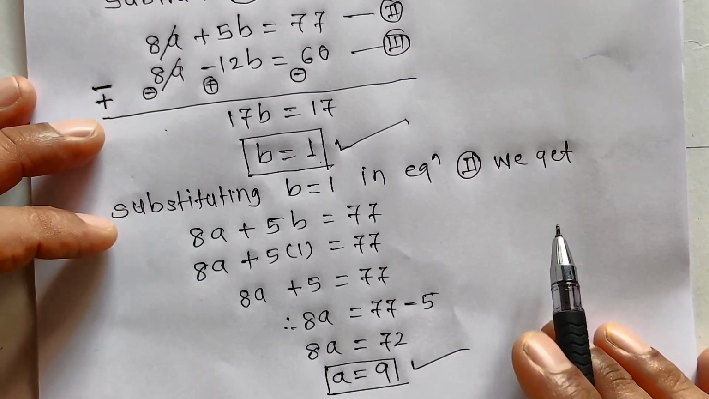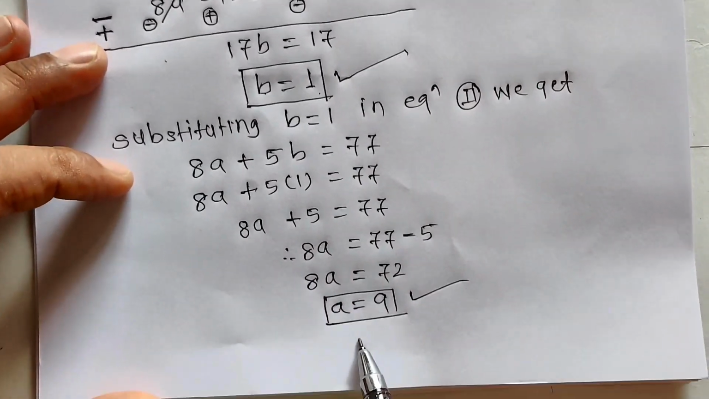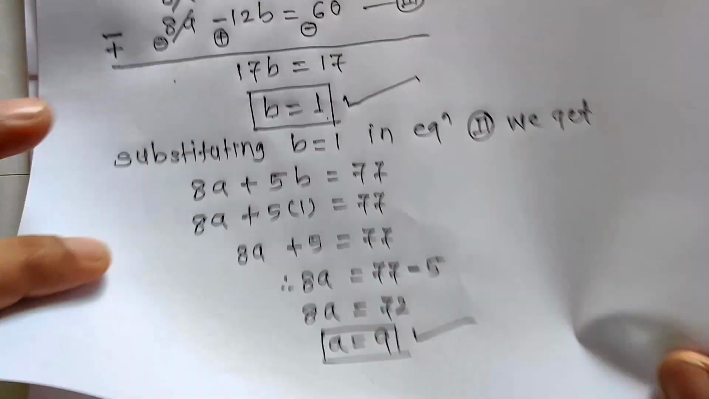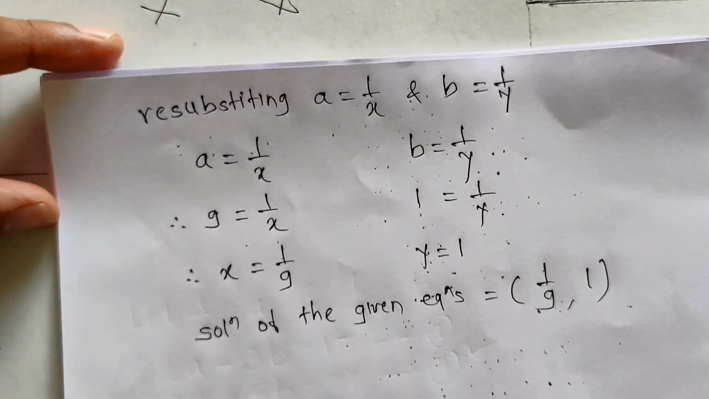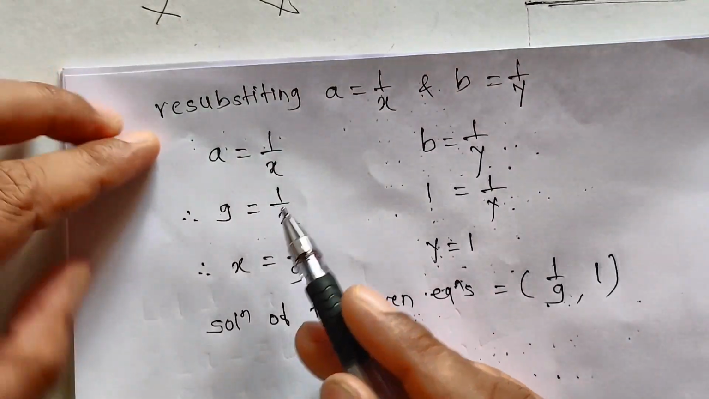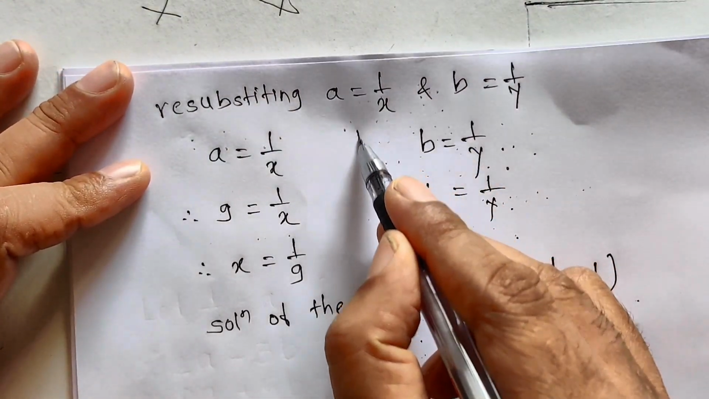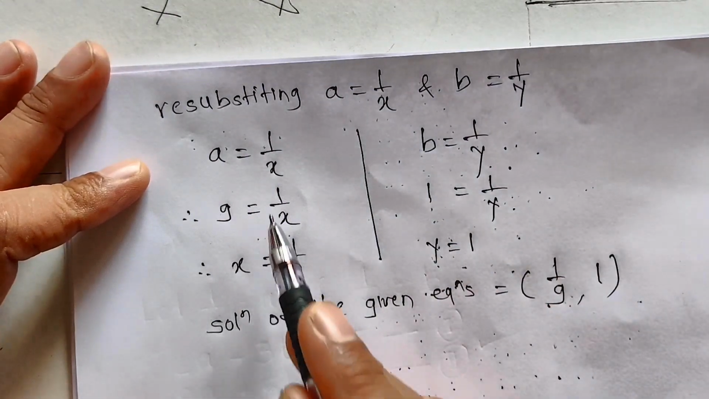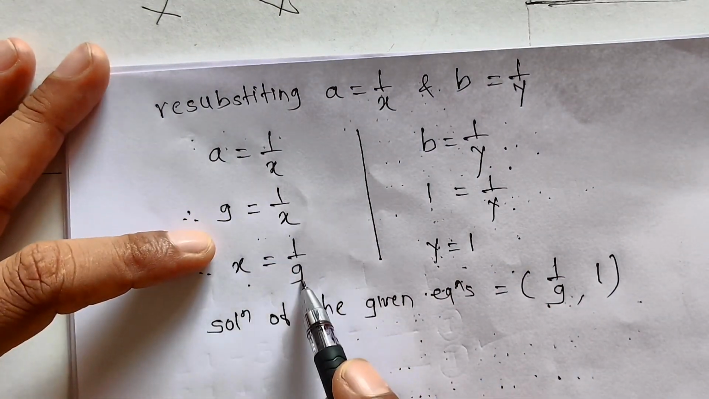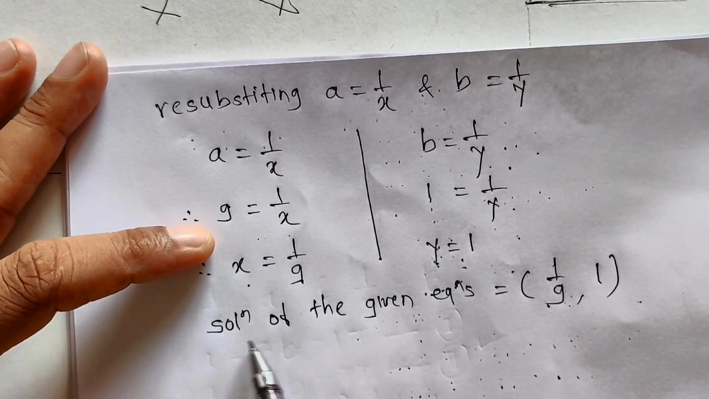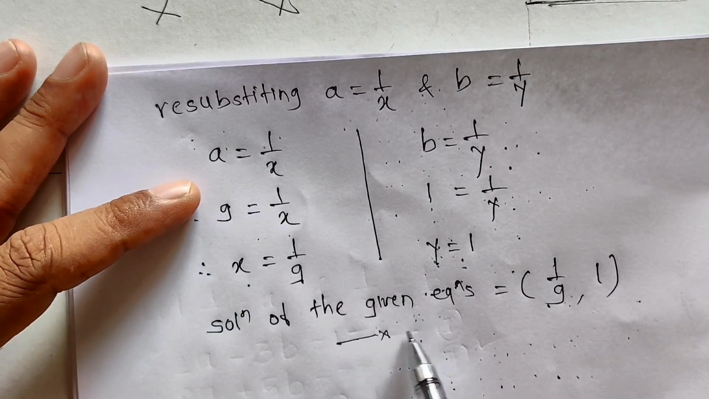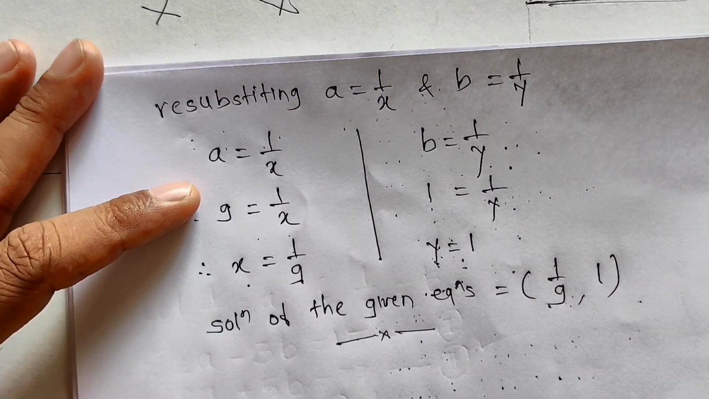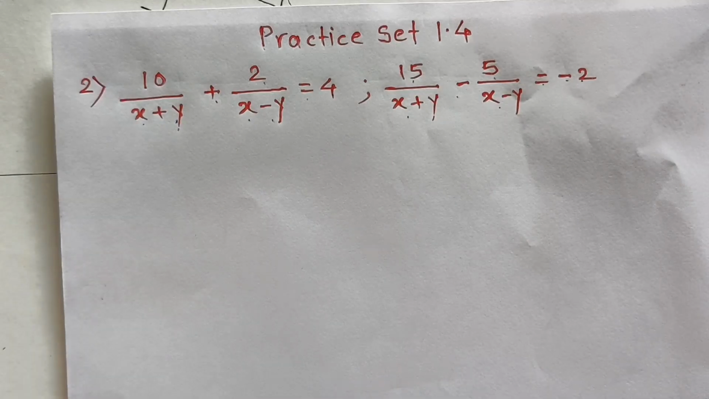Now substitute this value of b in equation 2, we get a is equal to 9. Now resubstitute the values of a and b. When we resubstitute a is equal to 1 upon x and b is equal to 1 upon y, we get x is equal to 1 upon 9 and y is equal to 1. This is our solution. So in this way we can solve the examples. Now let us see more examples from this exercise.